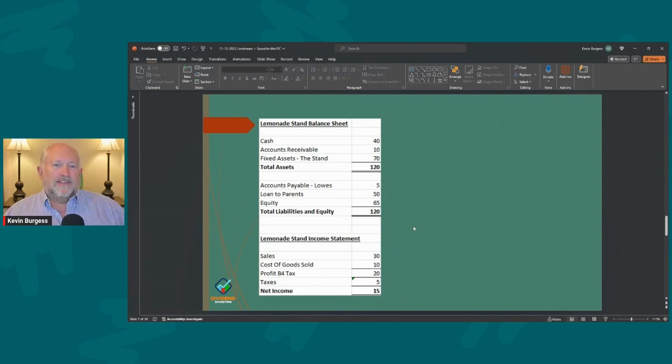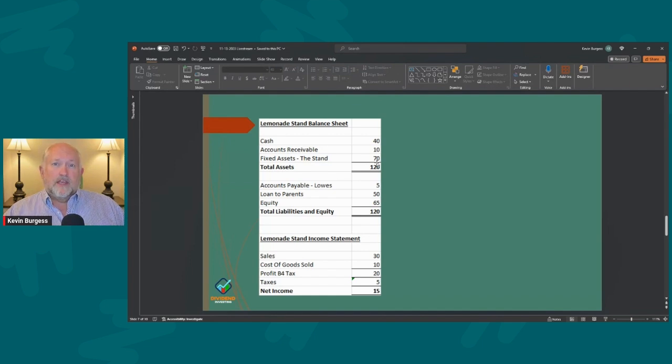The balance sheet says, hey, I've got cash now of $40. I got accounts receivable of 10. I've got fixed assets. Now the fixed assets are $70, and that's made up of the materials it took to build your lemonade stand. Oh, and let me back up and talk about accounts receivable, because your buddy Bobby, I don't know if you got a buddy Bobby, but if your buddy Bobby came down and wanted some lemonade, he didn't have any cash. He says, "Hey, buddy, I'll pay you back later." He owes you $10 for the lemonade, so he's got to pay up.